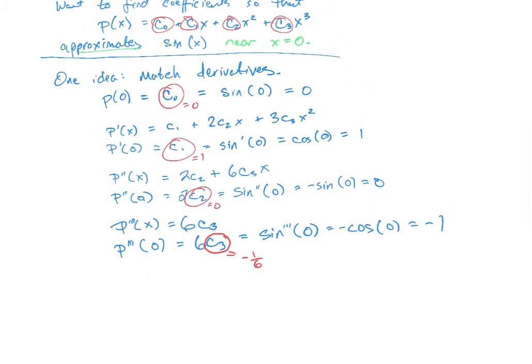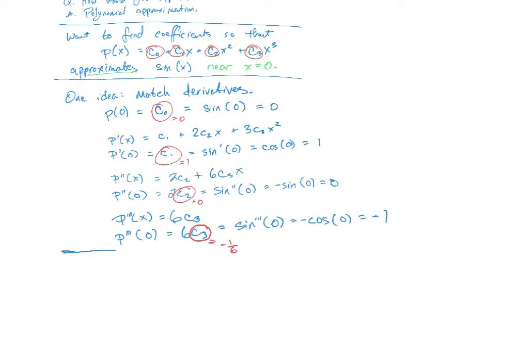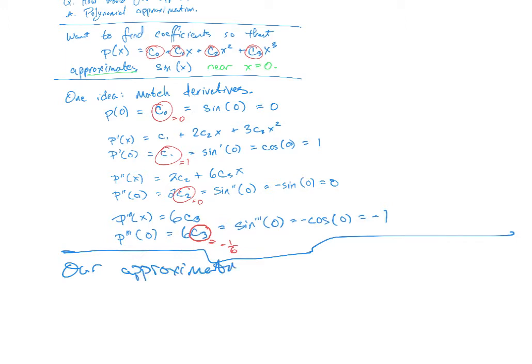Okay, so we put this all together, and our approximation P is x minus 1/6 x cubed. Okay. Everybody clear on what we did to approximate sine here?